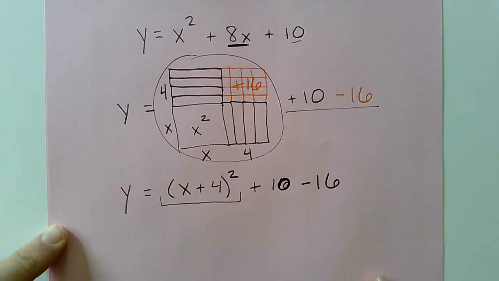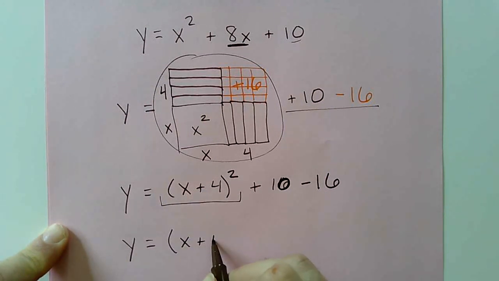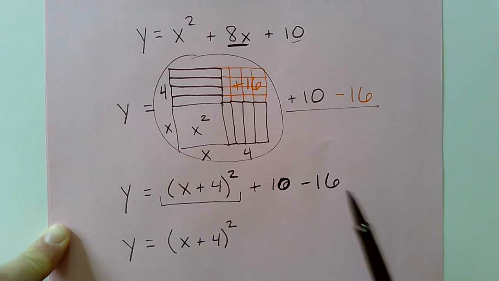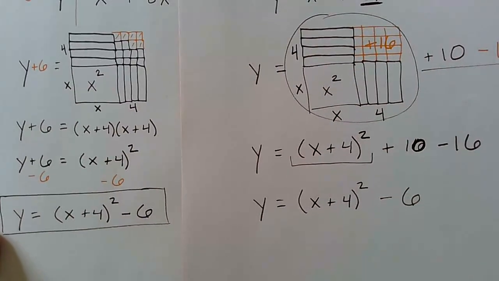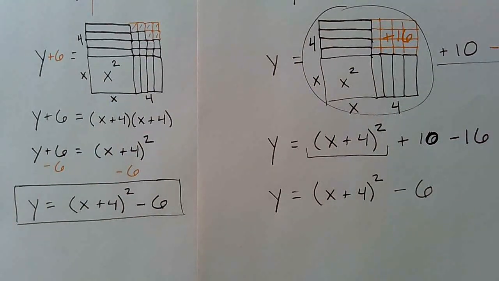So we should get the same vertex form: y equals x plus 4 squared, and now I have plus 10 minus 16, which gives us minus 6 when it's simplified. If we look back, that's the same vertex form that we got before. So that is how we can complete the square using that visual piece. And in the next video, we'll look at how we can do this without the visual. But it's important to understand where this phrase completing the square is coming from.